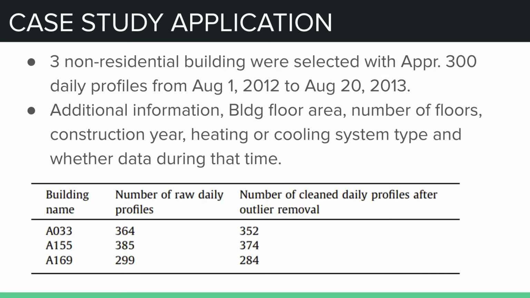The case study has been done on 3 non-residential buildings that are located inside Chongqing, China, and the electricity usage data from August 1st, 2012 to August 20th of 2013 of 3 buildings were collected. In addition to the electricity usage, the building floor area, number of floors, construction years, heating or cooling system types, and also external data like weather data during that period were also collected. And these are the amount of data that they collected before and after removing the outliers for the three buildings.